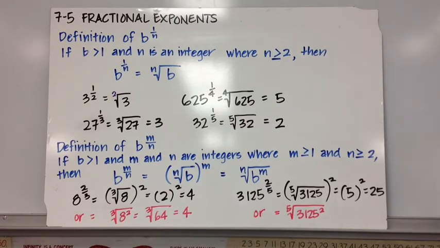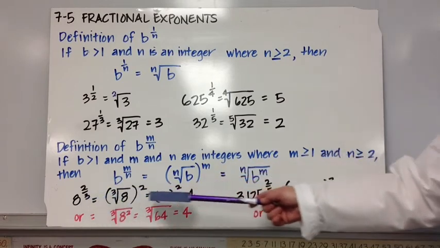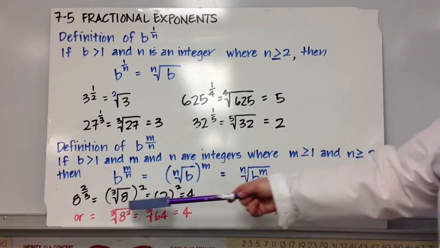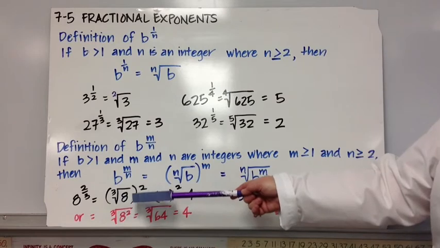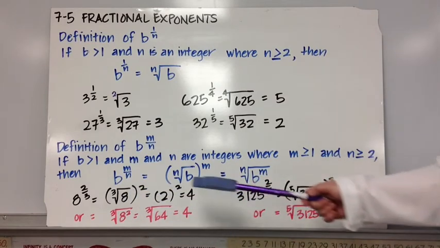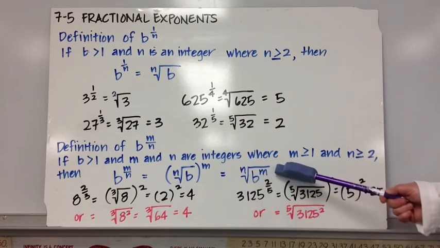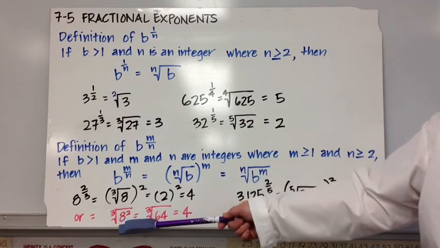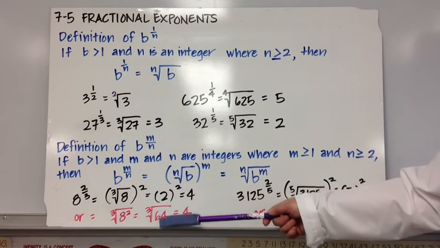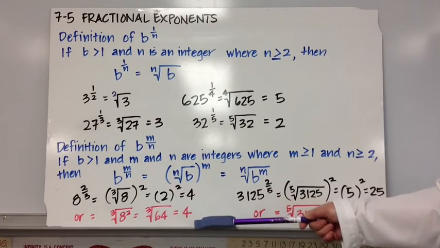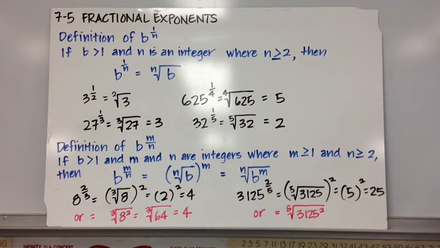If I have 8 to the 2 thirds power, applying this rule, I get the cube root of 8, and then I'd square the result of that. The cube root of 8 is 2, 2 squared is 4. If I applied this rule to it, I would get the cube root of 8 squared, which is the cube root of 64, or 4. I tend to prefer this first definition, as you'll see in our second example.